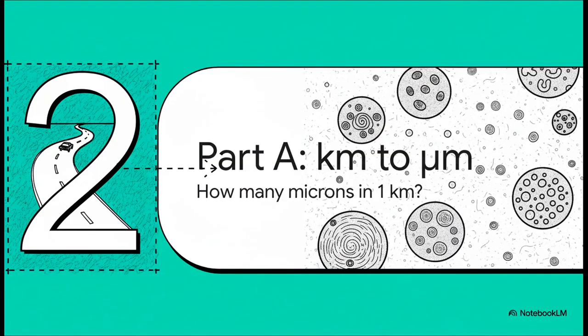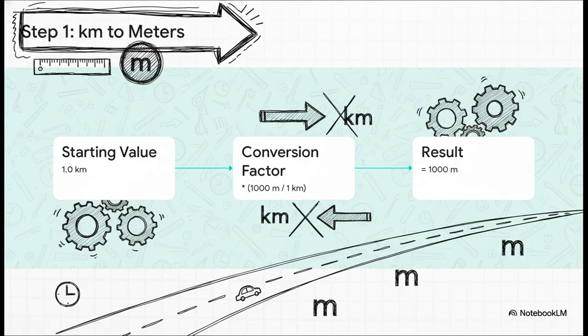All right, let's dive into part A, the question. How many microns can you cram into a single kilometer? This is a great place to start because we're going from something absolutely massive to something incredibly tiny. Now here is the single most important strategy for any unit conversion. Don't try to go straight from your start to your finish line. It gets messy. Instead, always convert to a common base unit first. For us, that's the meter.